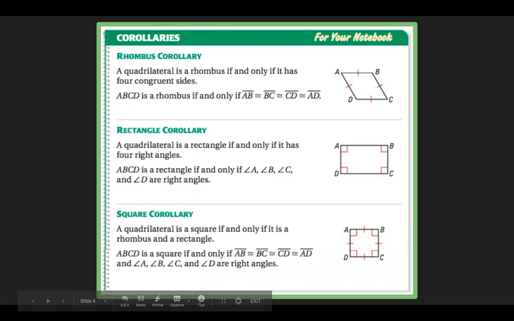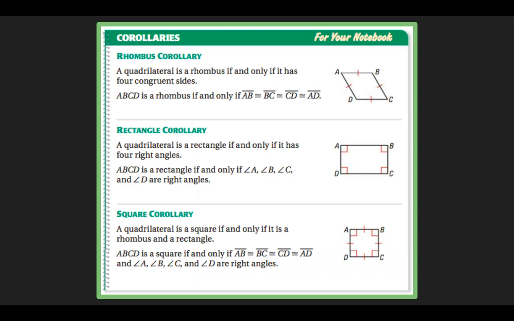A quadrilateral is a rhombus if and only if it has 4 congruent sides. If and only if statements mean that if I tell you something is a rhombus, then it must be true that it has 4 congruent sides. But also, if I tell you that it has 4 congruent sides, it must be a rhombus. It's a statement that can be said with the first part first or the second part first.